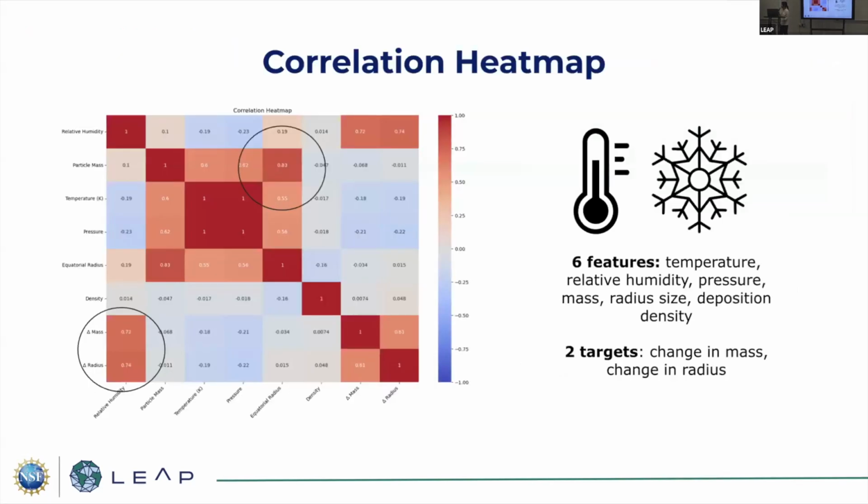Before I delved into supervised learning, I wanted to identify the specific features and targets to use. So I created a correlation heat map to see which coefficients were the highest. I ended up using the 6 features being temperature, relative humidity, pressure, mass, radius size, and deposition density, and the targets being change of mass and change in radius.